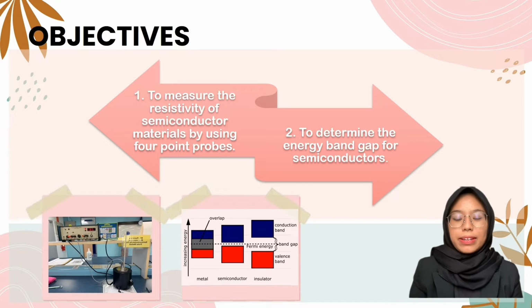Objective of the experiment. The first one is to measure the resistivity of semiconductor materials by using the 4-point probes. The second one is to determine the energy band gap for semiconductors.